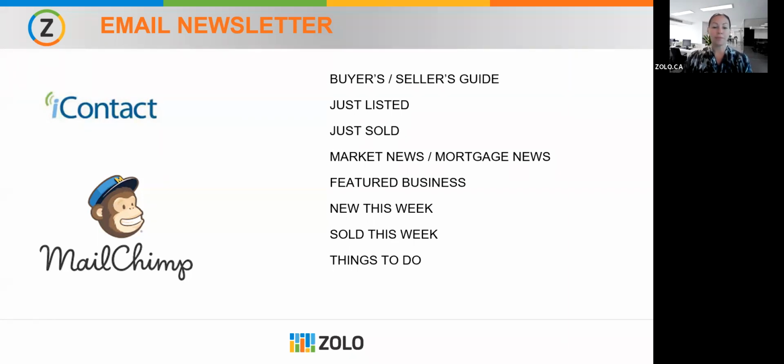But back to listings, you can definitely do something like a link, if you have a website, to new properties that have just been listed this week, and sold properties. So that would be a link to everything that's sold in a particular area during the past week, or month if you're doing a monthly newsletter.